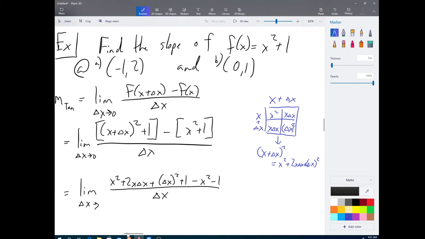Check yourself against my work. Don't forget that since we're squaring a binomial, you've got to think about things like the box method to be able to do that. And then look for opportunities to find things that cancel.